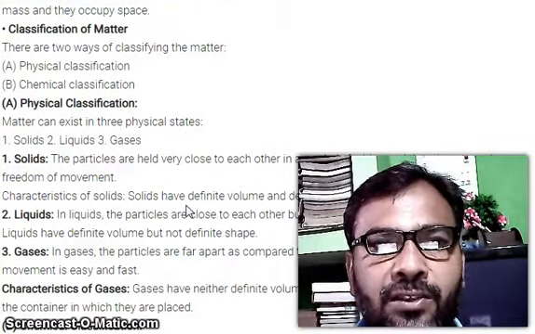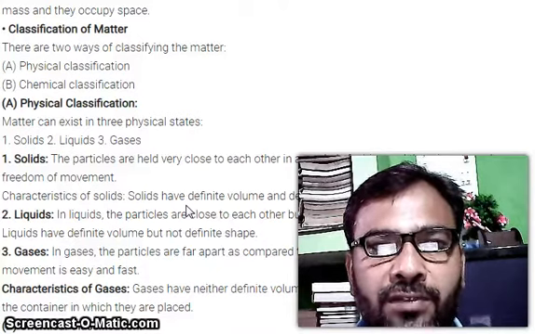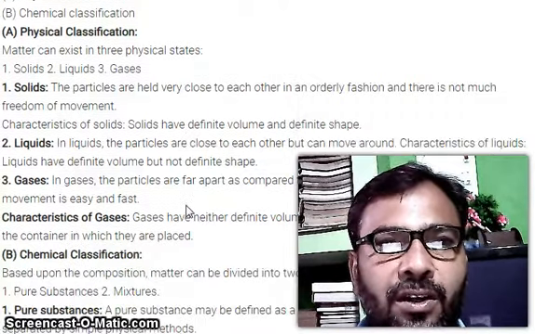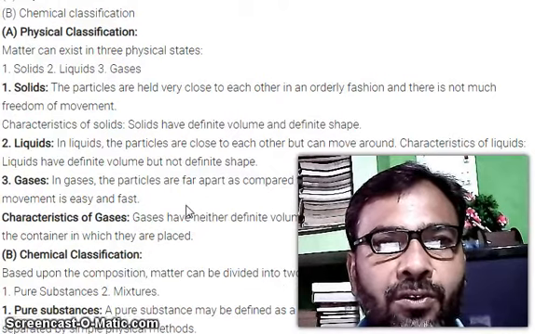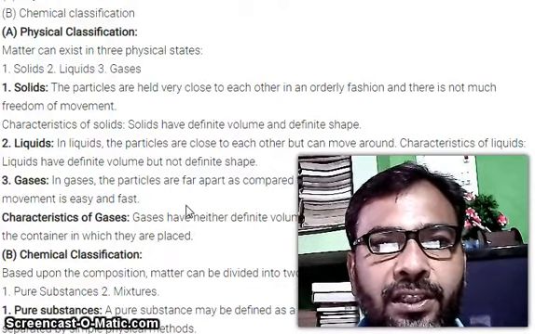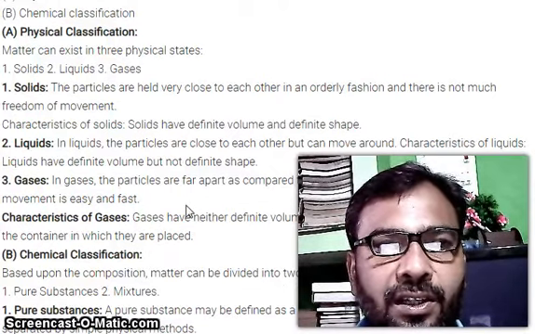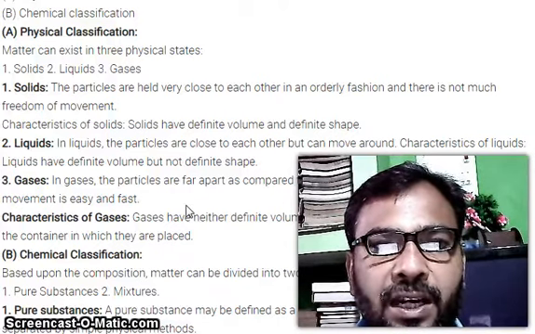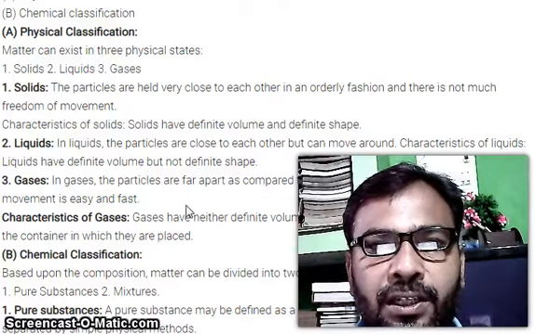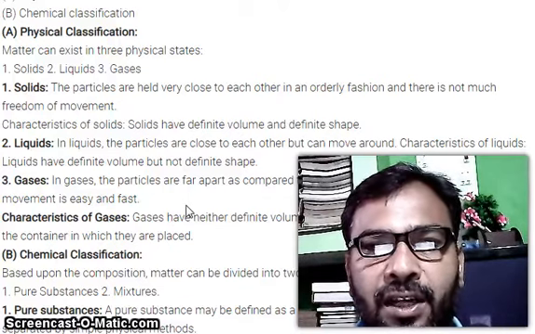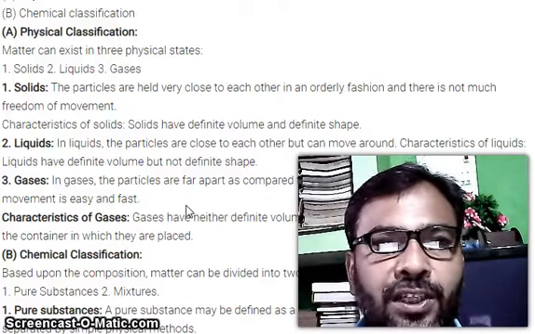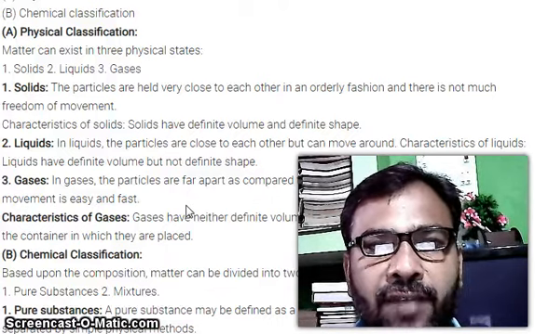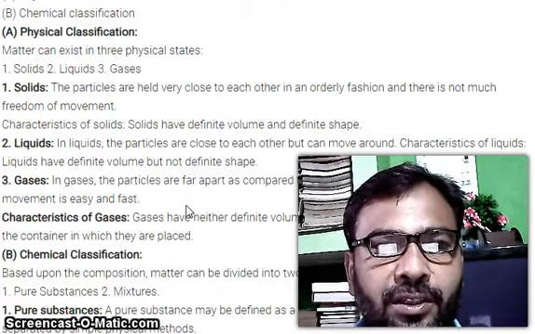There are two ways of classifying matter: physical classification and chemical classification. Physical classification: matter can exist in three physical states: solids, liquids, and gases. In solids, the particles are held very close to each other in an orderly fashion, and there is not much freedom of movement. Characteristic of solid: a solid has definite volume and definite shape.